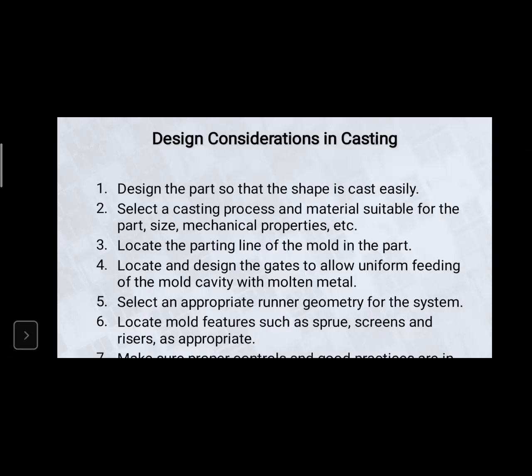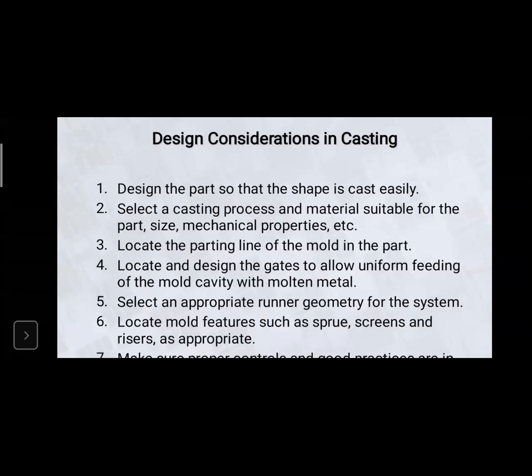When the molten metal is sent to the total part mold system, we have to maintain a certain temperature. We have to maintain a certain uniform diameter, so that the total molten metal can solidify at a certain time only, right? The fifth point: select an appropriate runner geometry for the system. From the runner, the molten metal flows towards the ingates. So what is the diameter of your runner, and how is it to be selected?